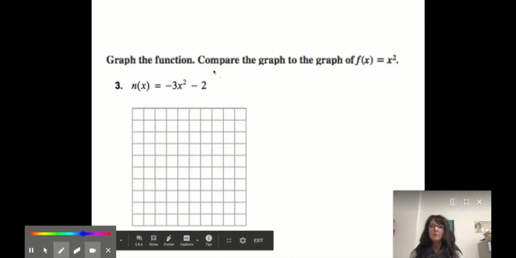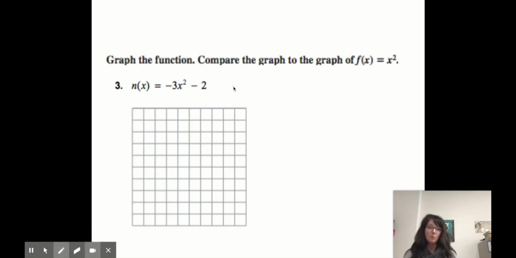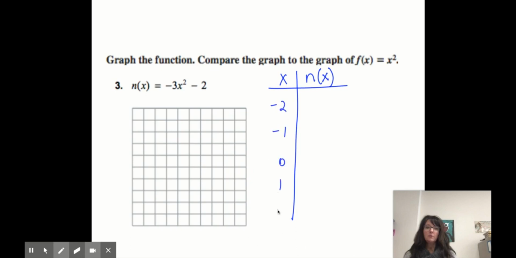Well, let's try another. Now we got a little bit more going on here. This time the coefficient of x squared is not a 1, but the coefficient of our parent function is still 1. So we'll make our table of values. Again, we can do -2, -1, 0, 1, and 2. So when we take -2 squared, we have 4 times -3, which would be negative 12 minus 2. So we get negative 14. And then 1, negative 3, so we have negative 5. Here, if we have 0, we would get negative 2. And then this should all work out the same.